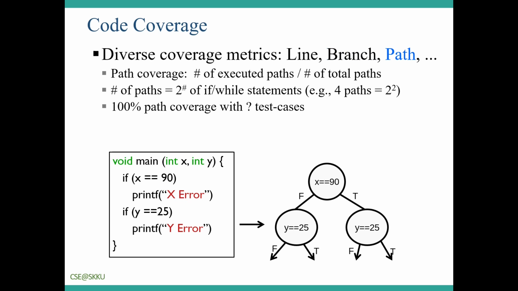Lastly, let's talk about path coverage, which is even more fine-grained than branch coverage. The number of execution paths in a program typically grows exponentially with the number of if or while statements. In this example, we have 2 if statements, so the total number of possible paths is 2 to the 2, which is 4. Now here's the final question. What's the minimum number of test cases required to cover all paths, and what are the values of those test cases? Take 10 seconds and try to write down the test cases yourself.